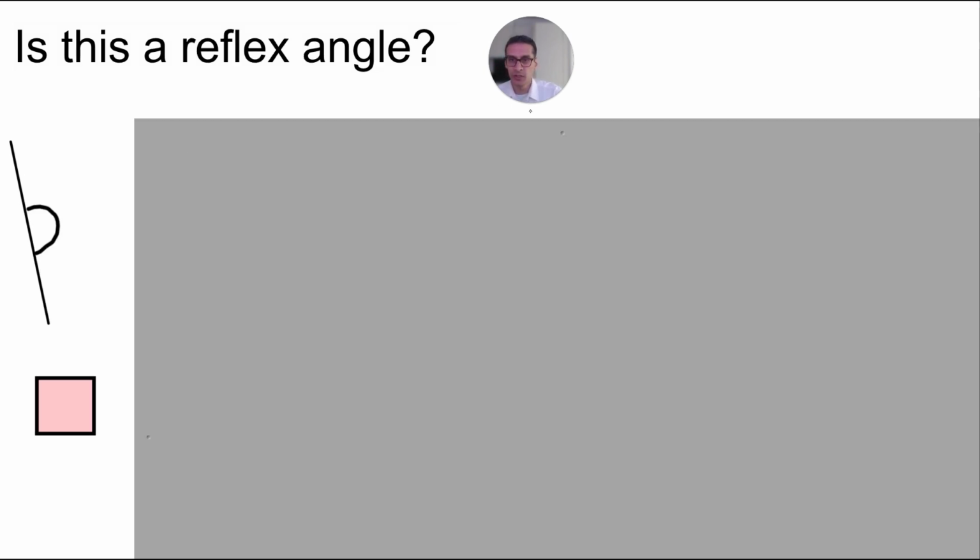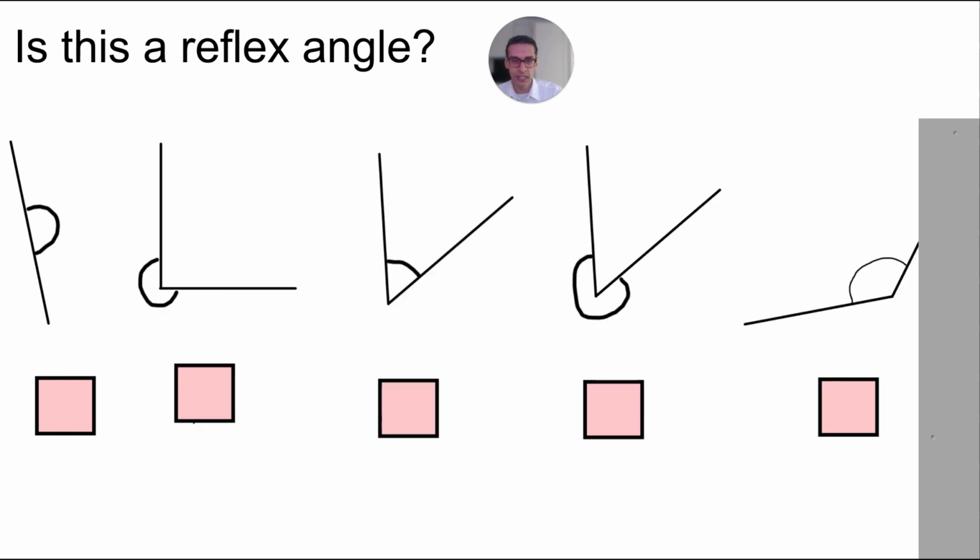Okay, let's try a few more examples. Decide if all of these are reflex angles. Pause the video, have a go first and give reasons why, and then I'm going to explain. So here come the answers. Question 1, that's just a straight line, it's 180, so it's a straight angle. So in this case, no, it's not reflex. This one here looks like a 90 degree angle, and the other angle we're looking at is 270, so that would be considered a reflex angle.